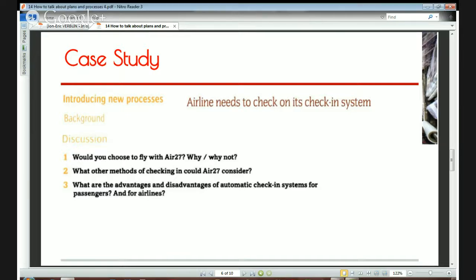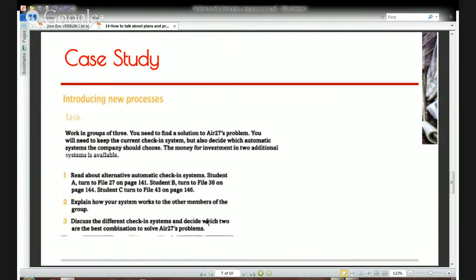Guess what? That's your task, by the way. Your task is exactly that. Let's see if we can see it on screen. It says work in groups of 3s. Well, I don't know about that, but we'll definitely work together. Your task is that you need a solution to Air 27's problem. That's what we're going to do.